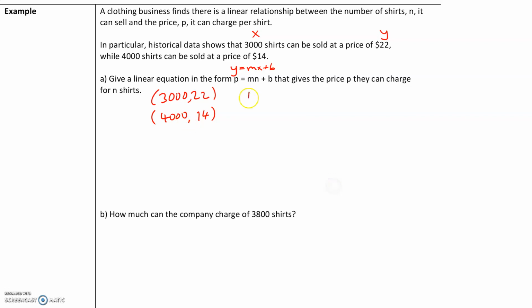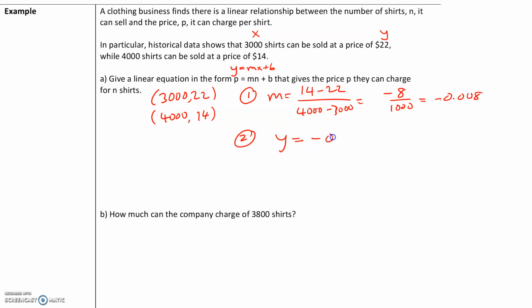Now let's start the problem. So step 1, we need to find the slope, which is y2 minus y1 divided by x2 minus x1. So 14 minus 22, that is negative 8. And 4,000 minus 3,000, that is equal to 1,000. And in this case, let's just deal with decimals. So we have negative 8 divided by 1,000, which is negative 0.008. That is your slope.